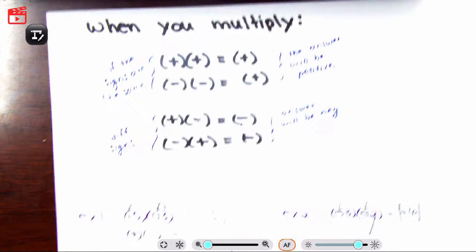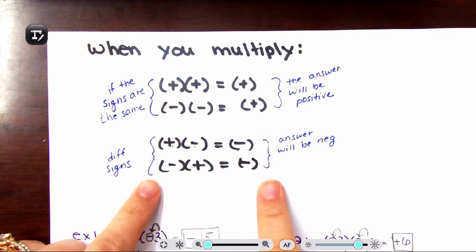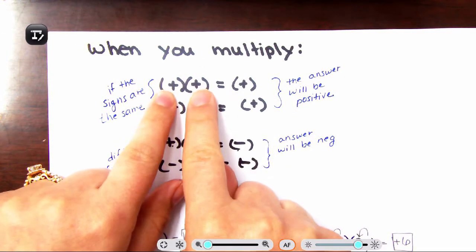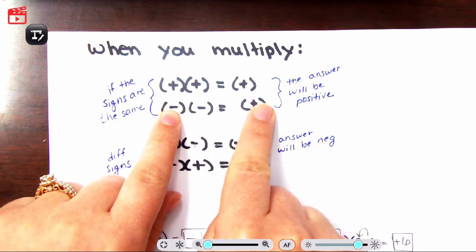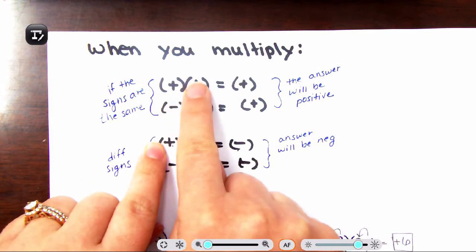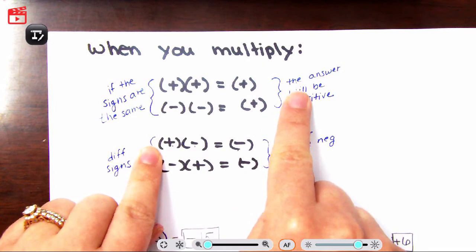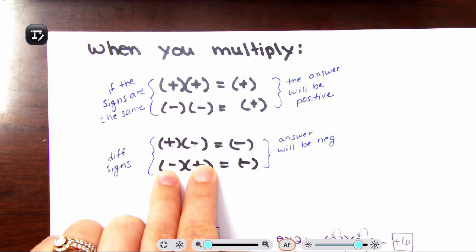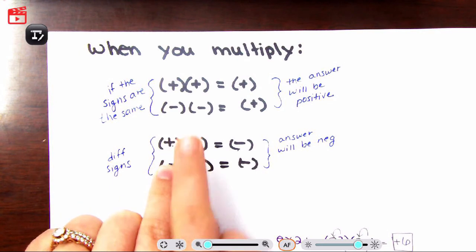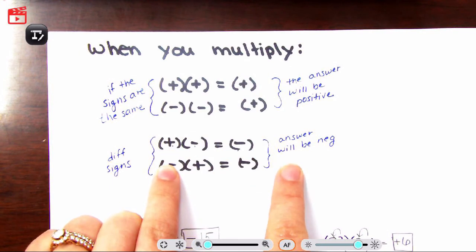All right, guys, here are your rules for multiplication. If you have 2 positives, the answer is positive. If you multiply 2 negatives, the answer is still positive. If both things are the same, the answer will be positive. If the 2 symbols are different, it doesn't matter the order. If the 2 symbols are different and you are multiplying, the answer will be negative.